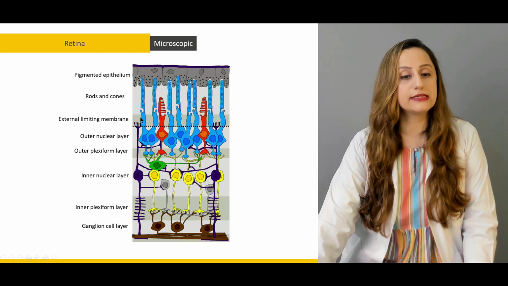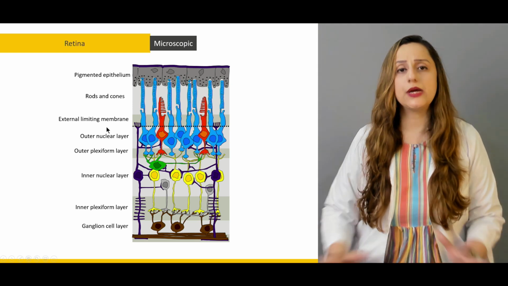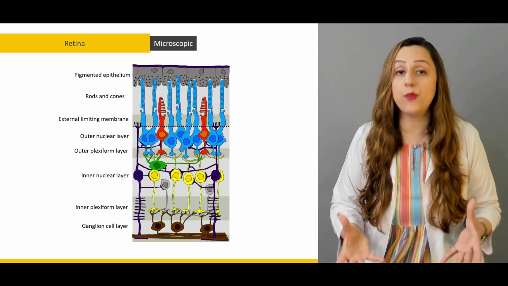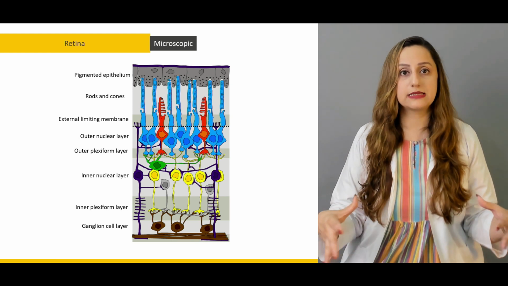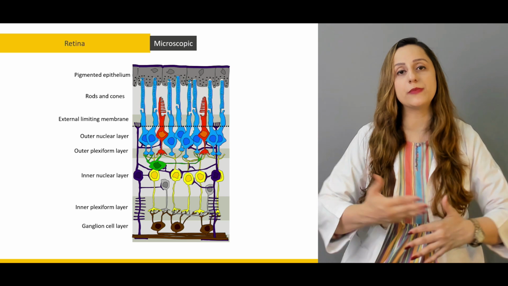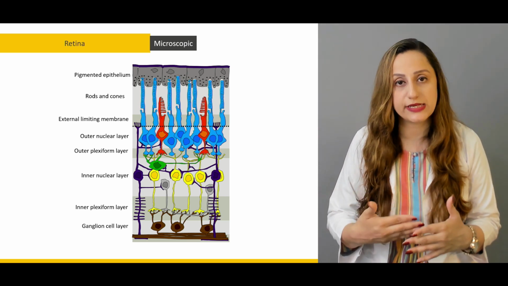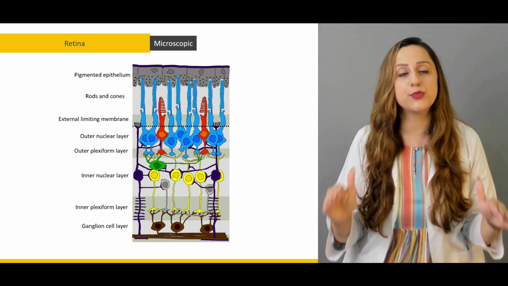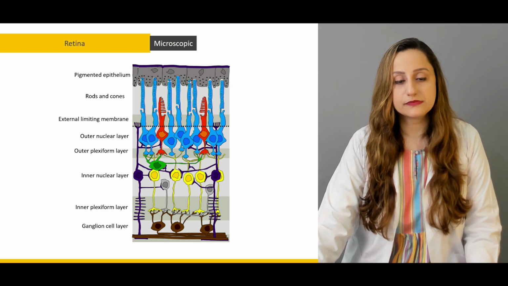On the other hand, we have the external limiting membrane after this. Now, what are the particular cells? We have the horizontal cells, the bipolar cells, and the amacrine cells that are present here, and they are basically making a communication between the different layers. So the limiting membrane is quite fenestrated and is allowing the communication between the different layers of the retina.